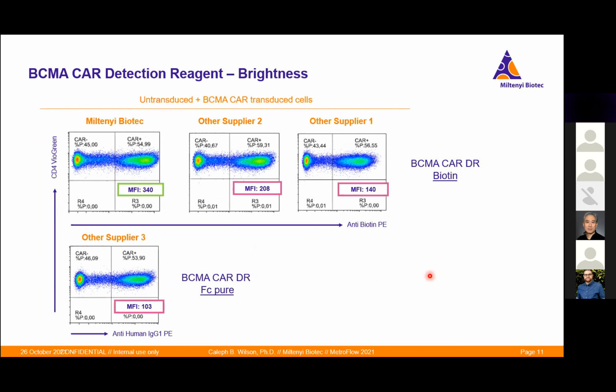All right, so those were CD19. Now let's talk about the BCMA. If we take a look at the BCMA signal, what we're looking at is our CAR detection reagent. So it's a full-length protein with the fusion Fc portion from our recombinant antibody technology. Our MFI is 340 as measured here. And supplier 2, supplier 1, and supplier 3, they all give a percentage that is roughly around the same as ours, which is roughly 55%, but the MFI is a lot lower. So in certain contexts, this is going to be limiting to your applications.